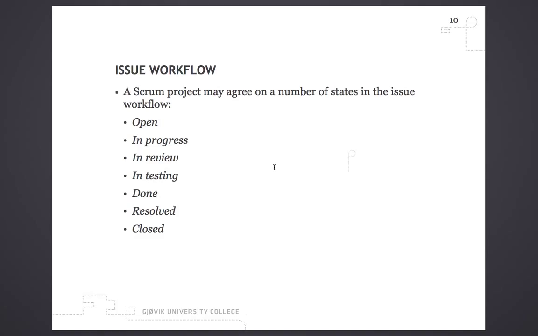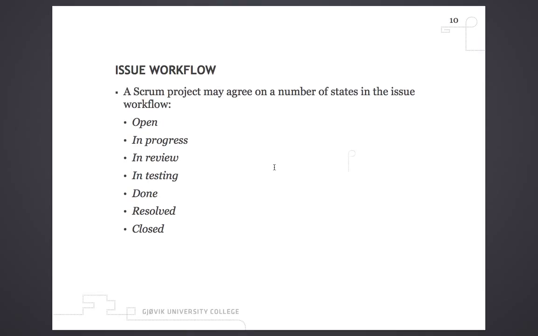Okay, we also have an issue workflow. These are typical states of the issues, the states of the tasks you're going to do. You will see them in Jira as well. I'm not sure if we have, I think it's 4 or 5 states for a task in Jira. We'll look at it afterwards.